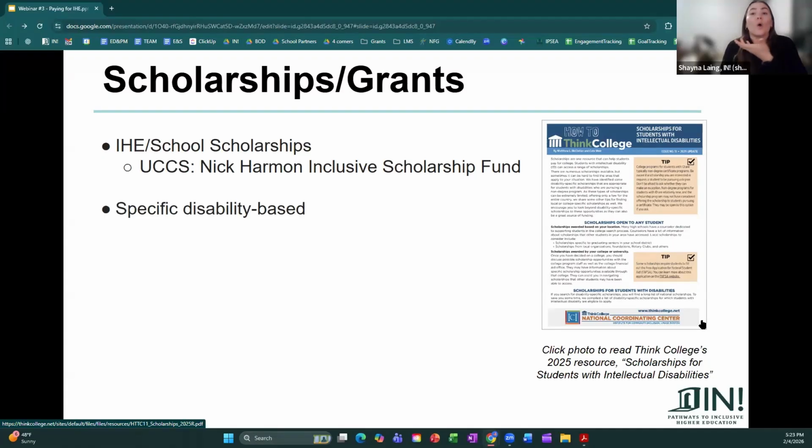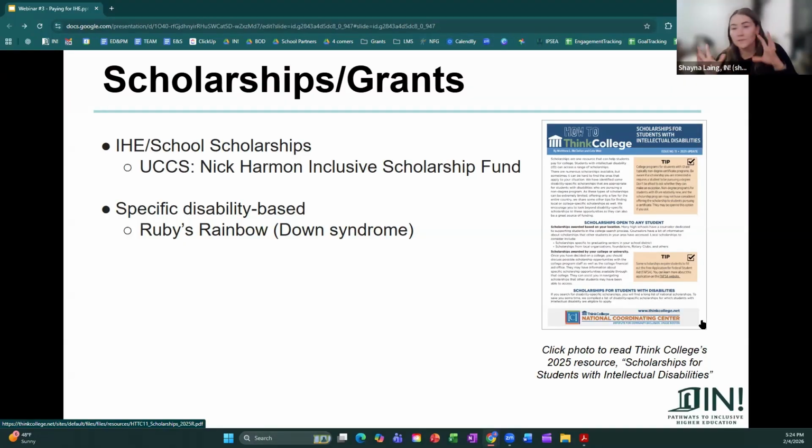There are also a wide range of specific disability-based scholarships that are more national. I haven't really run into Colorado-specific scholarships that are disability-based. A lot of these we are finding from our Think College partners. One of the most common ones is Ruby's Rainbows, and that is one for people with Down syndrome to apply to. They provide scholarships nationwide. The link to this Think College website is updated every year with more and more specific scholarship opportunities. There are things for autism, lots of different categories that is worth looking into.